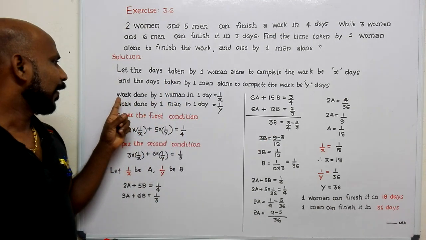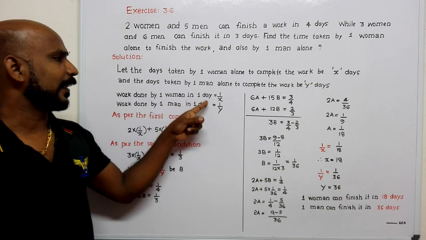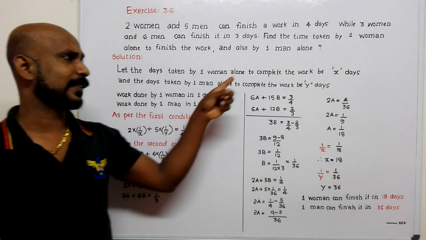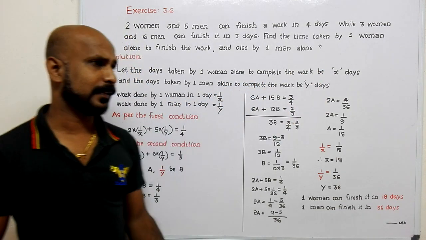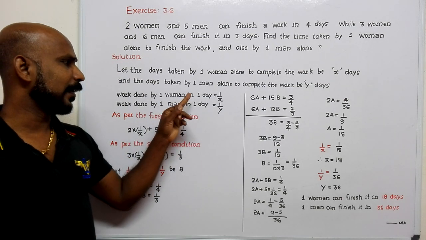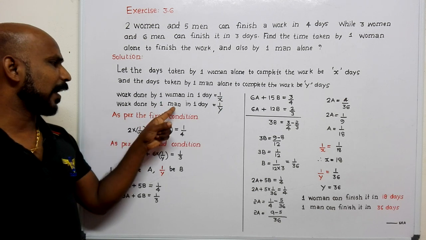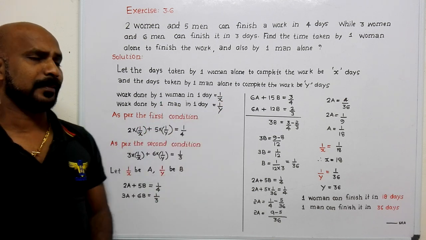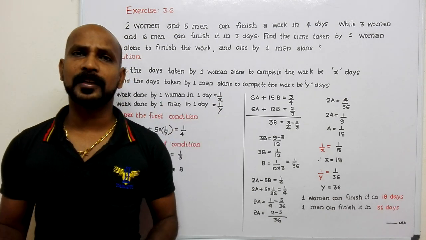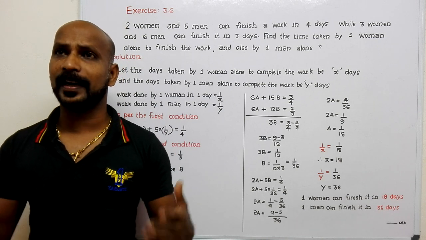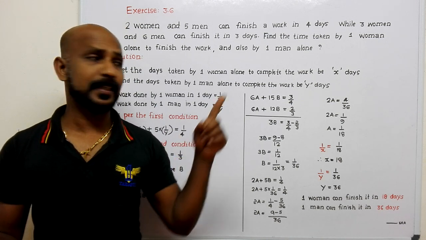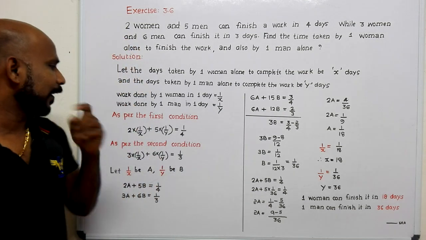That means work done by 1 woman in 1 day equals 1 by x work, because she is able to complete the work in x days. So in 1 day the woman can complete 1 by x work. Now work done by 1 man in 1 day equals 1 by y, because he is able to complete the work in y days. So in 1 day he can complete 1 by y work. That is very important. Then we will think about the conditions.